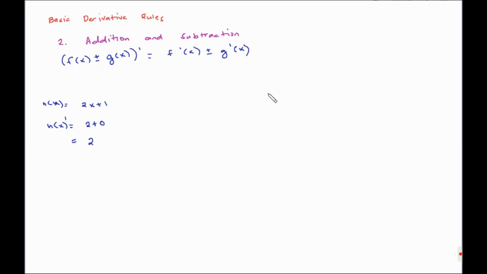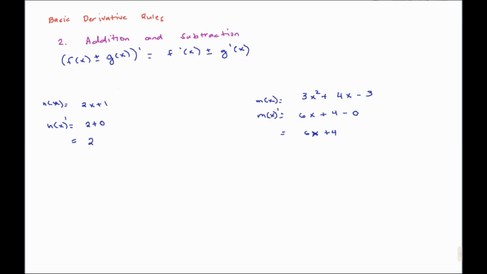Let's have another one. M of x is equal to 3x squared plus 4x minus 3. So, what is our derivative here? Get the first derivative of the first function, which is 6x. Get the derivative of the second function, which is 4. And then, get the derivative of the third function, which is 0. So, the derivative of this function is simply 6x plus 4. Okay?